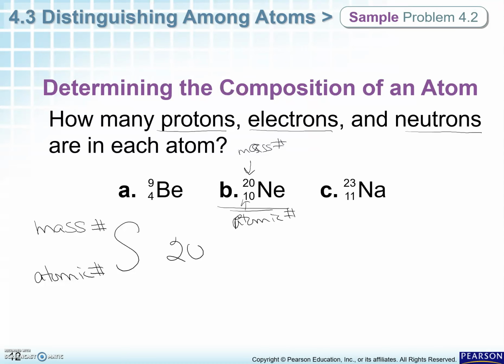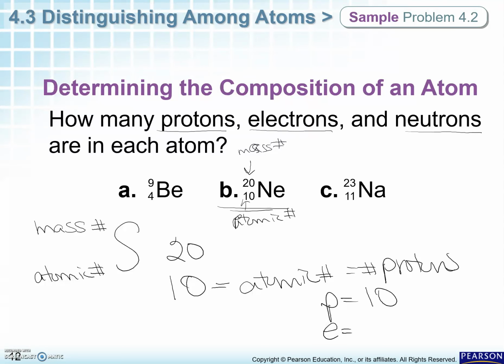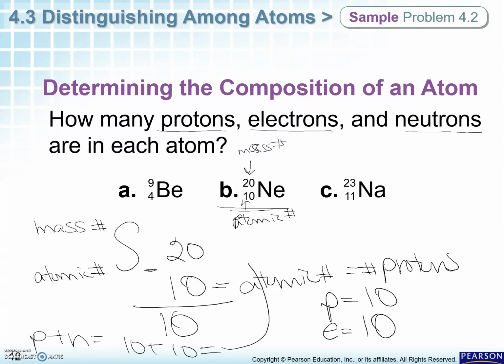Okay, so if we have a 20 on top and 10 on the bottom, the 10 shows you that that is our atomic number, which also shows you the number of protons. So the protons would equal 10. Our electrons have to equal the protons in order for it to be neutral, so that also equals 10. Then you simply subtract to figure out how many neutrons. And if you need to double check, we can take the protons plus our neutrons, so 10 plus 10 equals our superscript of 20.